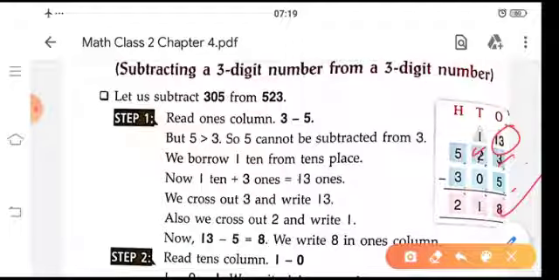Again, what is left behind here? 1. So 1 minus 0 is 1. And 5 minus 3, 2. So the answer is 218.